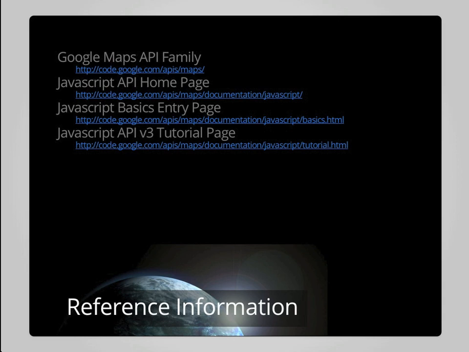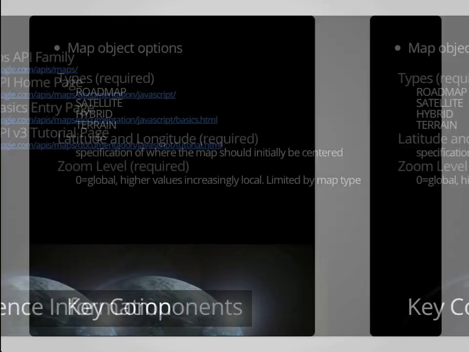So here we have listed a number of links to the background information that Google publishes on their various APIs, and then some more detailed reference information about the JavaScript API in particular, in terms of the home page for the JavaScript API, an introductory page that provides some basics about using the API, and also a link to the tutorial for working with the API. These are valuable resources as you want to dig deeper into the capabilities of the Google Maps API.